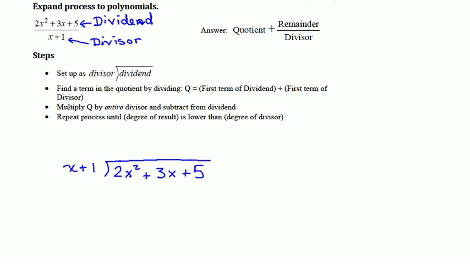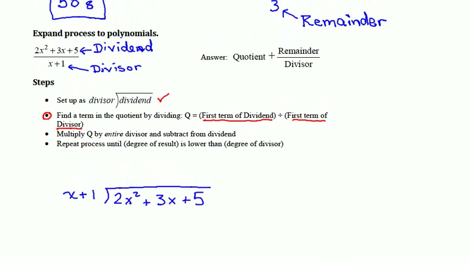All right, so now let's compare this to what we did with numbers. We have done our first step here. We have set this up as divisor into dividend. My second step said we're going to find a term in the quotient by dividing the first term of the dividend by the first term of the divisor. So this is the main step that differs a little bit from how we did things with numbers.